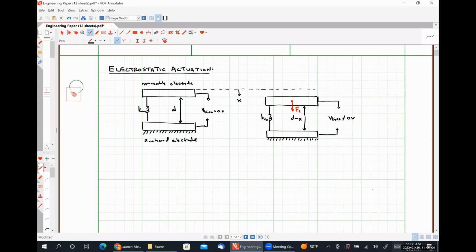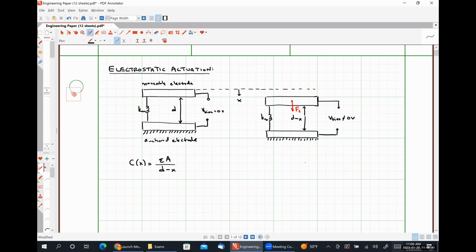Okay. So the movable electrode's displacement causes our capacitance C to vary as a function of that displacement X, which can be represented as C equals epsilon, our permittivity, multiplied by A, our plate area, divided by D minus X, which is the distance between the plates under bias, right? So this is nothing more than our simple parallel plate capacitor equation, okay?